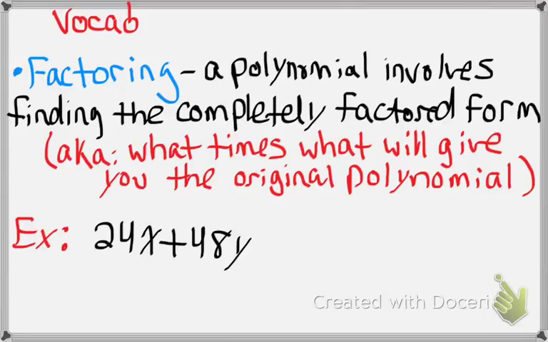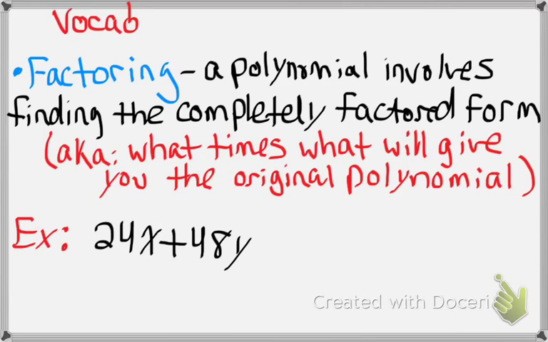So our first thing is factoring. Factoring a polynomial involves finding the completely factored form. In other words, what times what will give you the original polynomial. So let's do this example. I'm going to do this one kind of briefly. I'm not fully going to explain how to do it yet, but I want to show you how it's what we've already been doing.